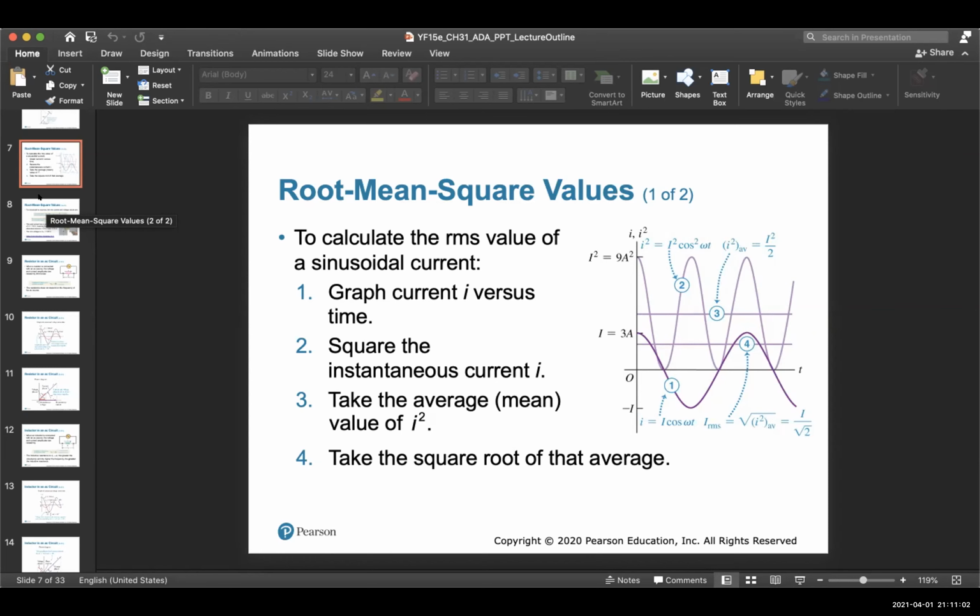Well, we calculate the root mean square. Square the current so that it is positive, then take the average of that, and then take the square root of the result so that we're back into the neighborhood of current. And this horizontal purple line right here represents the root mean square current.